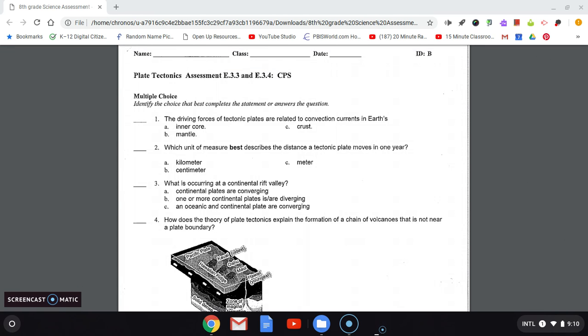Hi guys, this is Mrs. Hain. I'm going to be reading your plate tectonics assessment to you today. Make sure you put your name, the hour, and the date at the top of your page.